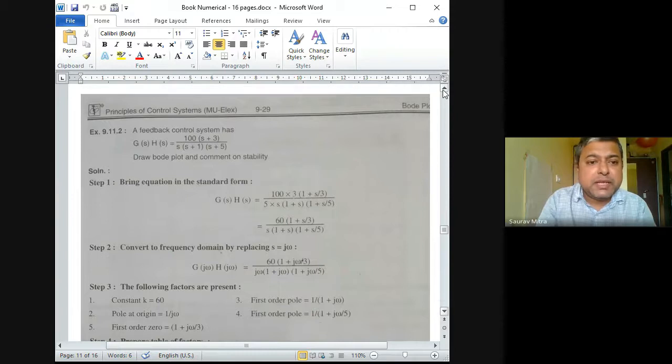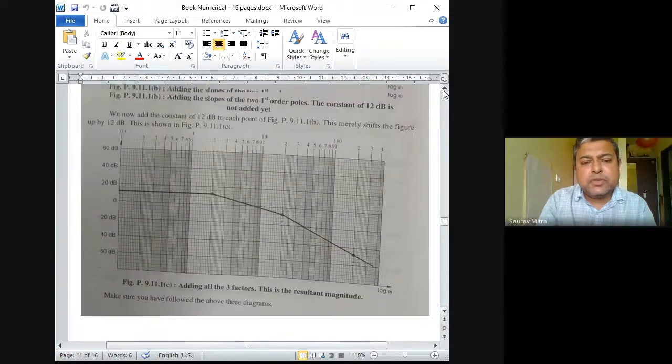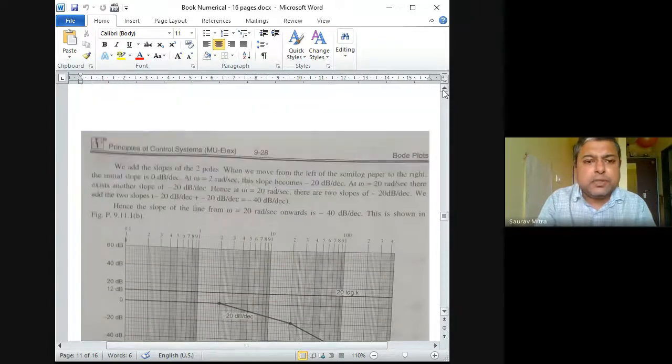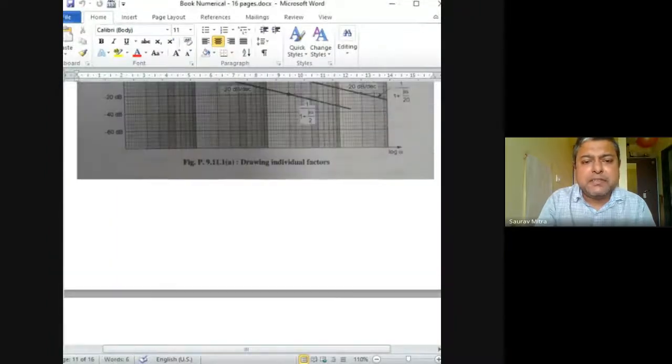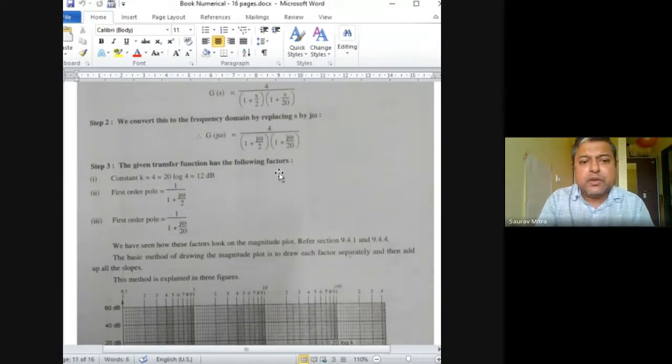For this numerical, they have not shown the phase plot. You can very easily find it out. So what will be the phase of this system? That is one job I'm leaving up to you. The phase of the system will be minus tan inverse of omega by 2 minus tan inverse of omega by 20. For the j omega by 2 and j omega by 20 terms, the net phase will be minus tan inverse omega by 2 minus tan inverse omega by 20.